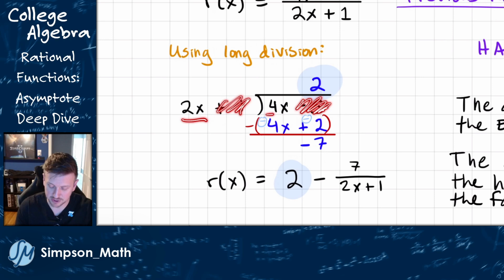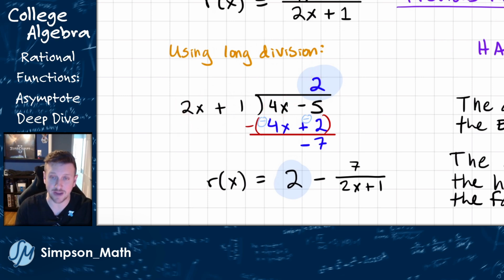It's all about the ratio of these two things. 2x times what gives me 4x? 2. If this 4 would have been a 6, this would have been a 3. If this 2 would have just been a 1, then this would have been a 4. Notice it's all about the ratio here.